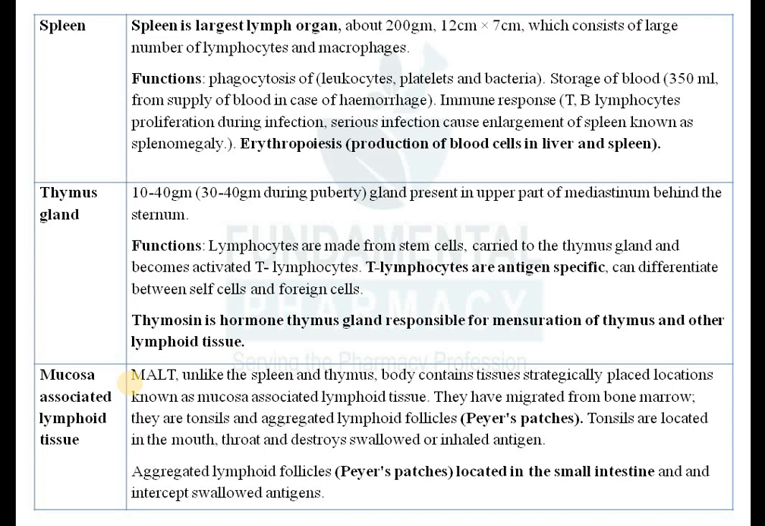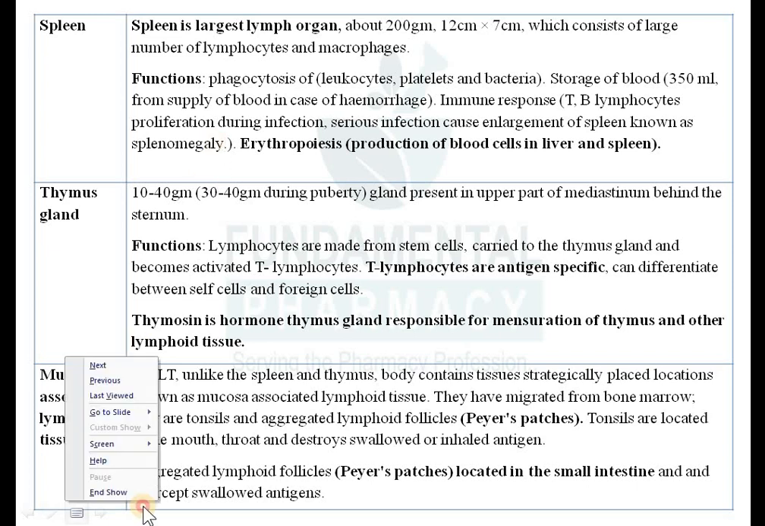Then again, they are also placed at specific intervals in your intestine. So they are known as Peyer's patches. So this is known as mucosa associated lymphoid tissue. Meaning the mucosal lining of the GIT that is associated with lymphoid tissue. That's why. Okay, they are migrated from bone marrow.